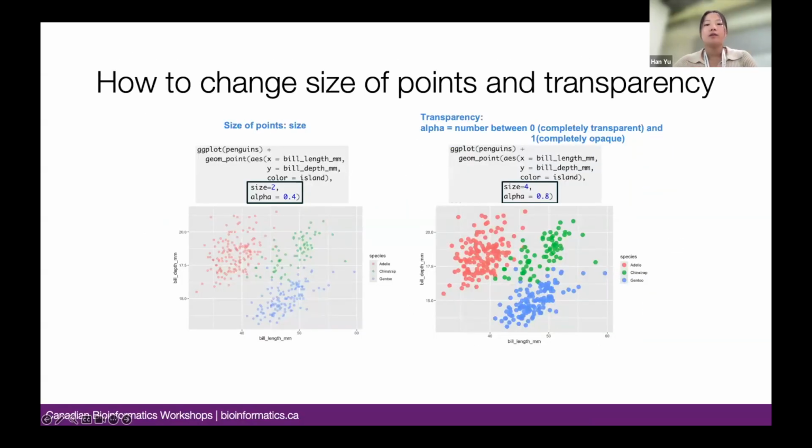Okay, so the next part is about the size of the points and the transparency. We can simply add the parameters size and alpha in the geom function to change the size and transparency of the points in the plot. The alpha is between 0 and 1, where 0 means completely transparent and 1 means completely opaque. So it's very easy, just add the size and alpha parameters.